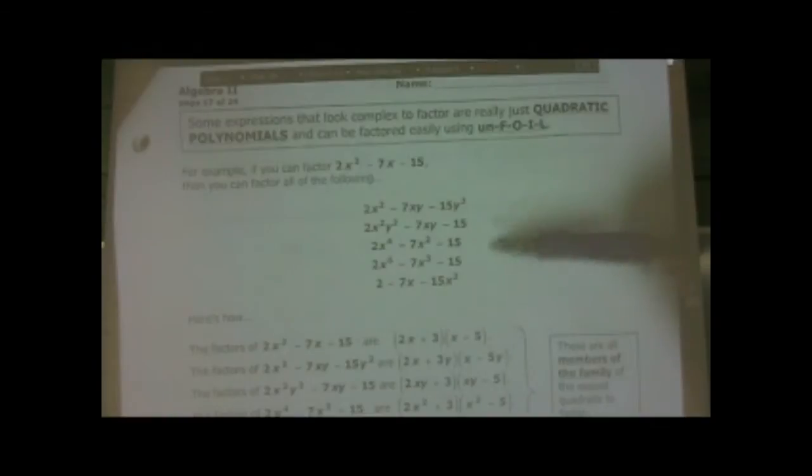These are really the same quadratic trinomial, except that, for example, we may have some extra y's with the lasts, or extra y's with the firsts, or start with an x to the fourth or an x to the sixth, or have our x squared not with the first but with the last. So that's what we're going to be talking about today, and I'm going to show you how each of these is factored if we know how the basic quadratic trinomial 2x squared minus 7x minus 15 is factored.